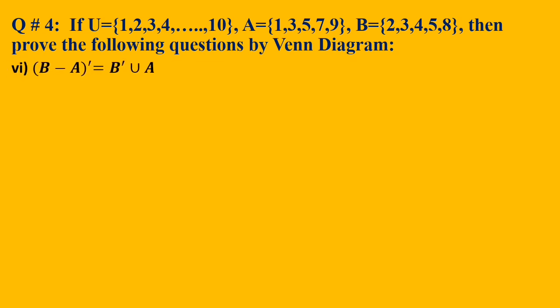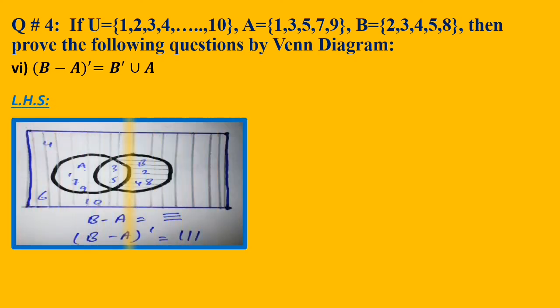Okay, let's come to our sixth part. In the sixth part, students, we have to prove this one. In the left hand side, B difference A whole complement. Here, students, B difference A means all the elements that are present in set B and not in A. So B difference A is represented with the help of vertical lines. This is the only area of B difference A. Its complement means all the area which is outside the B difference A. So all the area outside this B difference A is represented with vertical lines. So the B difference A complement is the area represented with the help of vertical lines.